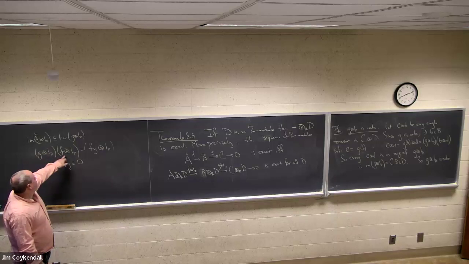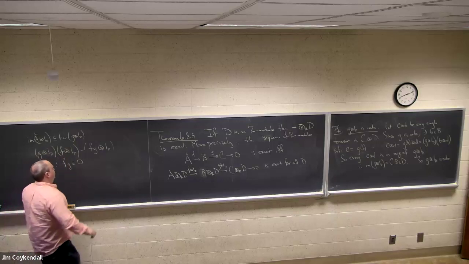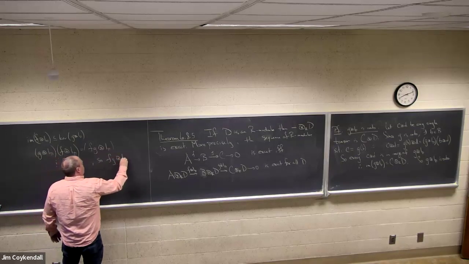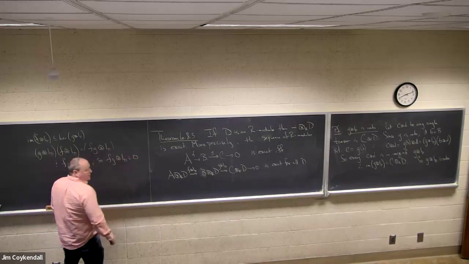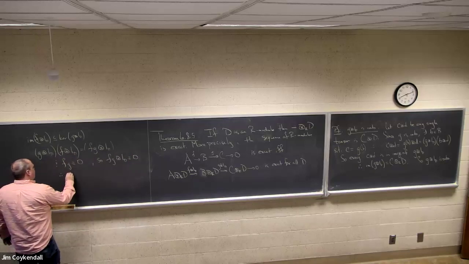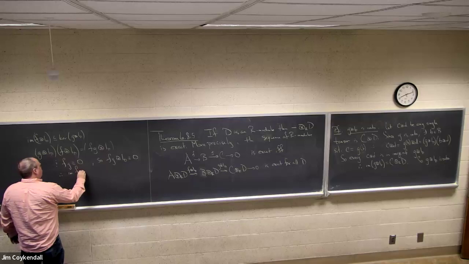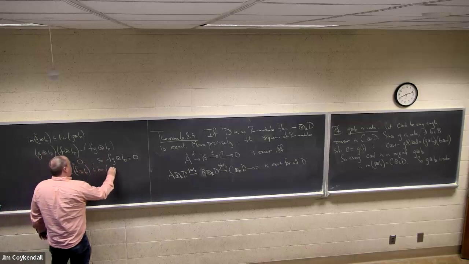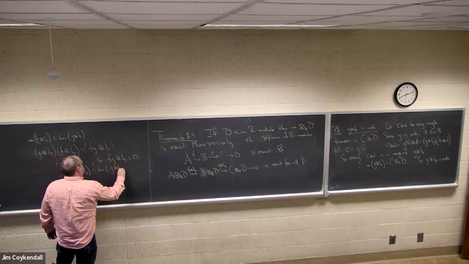So when I do this composition here, this composition maps to zero. Therefore, the image of F tensor 1_D must be contained in the kernel of G tensor 1_D. That's the composition of maps.